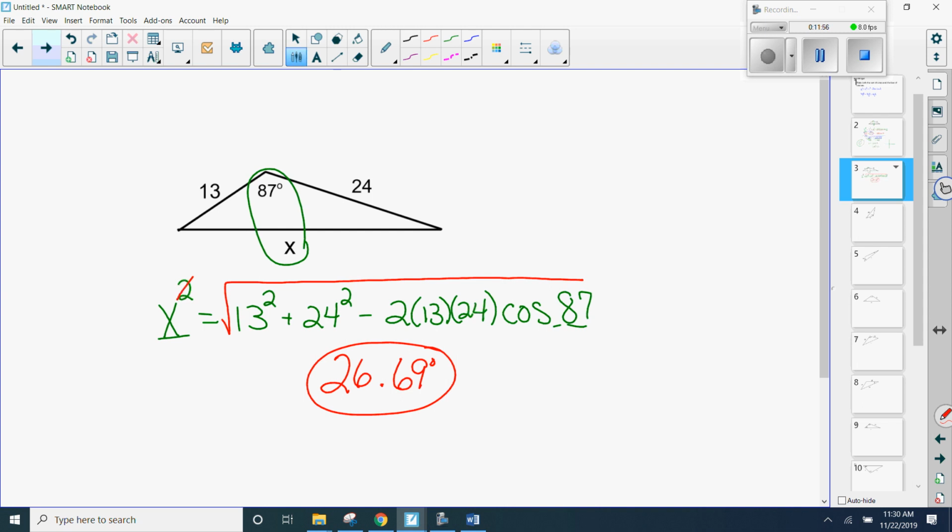Yep. X has a length of, oh, I put degrees. That's my bad. Thanks for correcting me. 26.69. Should be meters or inches or something like that.